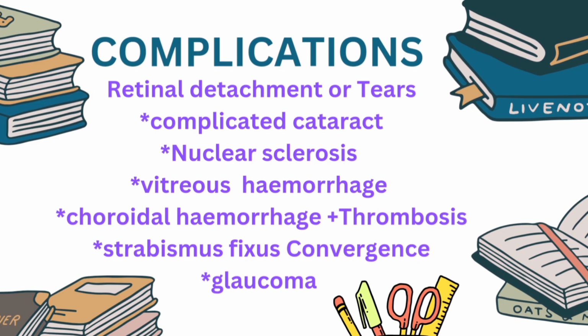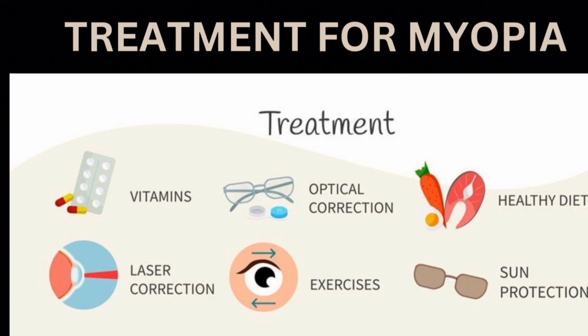What are the complications? Retinal detachment or tear, complicated cataract, nuclear sclerosis, vitreous hemorrhage. Glasses or contact lenses can correct myopia in children and adults. For adults only, with rare exceptions for children, there are several types of refractive surgeries that can also correct myopia.